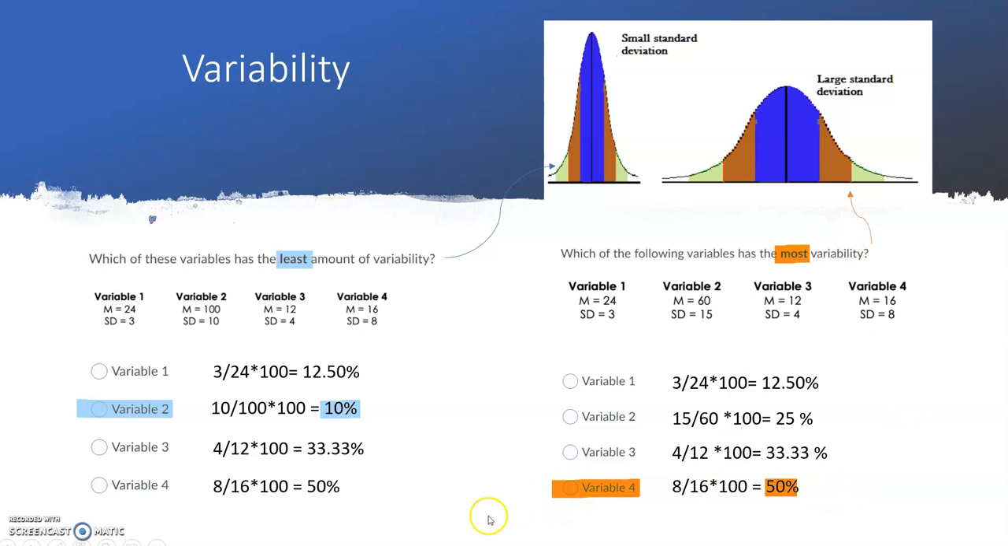So this means that variable 2 shows the least variability because the standard deviation is close to the mean. And variable 4 shows the most variability because the standard deviation is farthest from the mean.